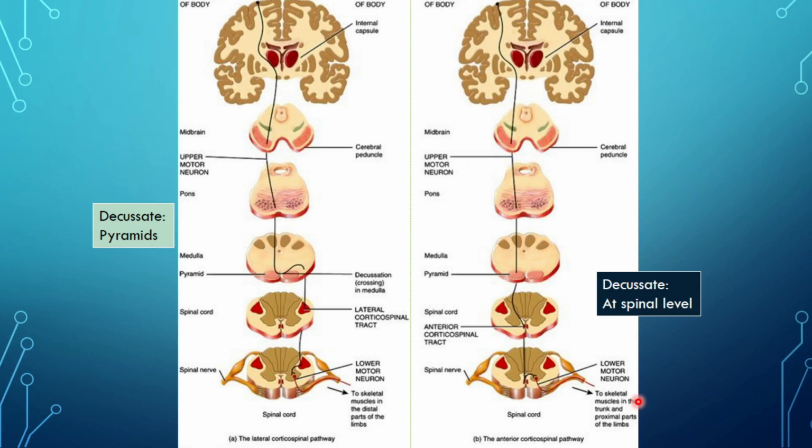The vast majority, 75 to 90% of descending neurons in this voluntary motor pathway, run in the lateral corticospinal tract. It is a much, much bigger area. You can see it here. And then the remaining 10 to 25% run in the anterior corticospinal tract.